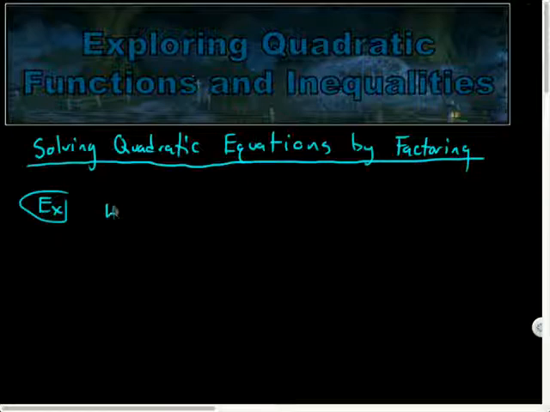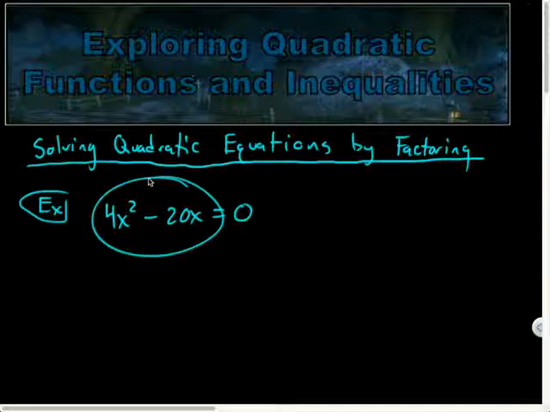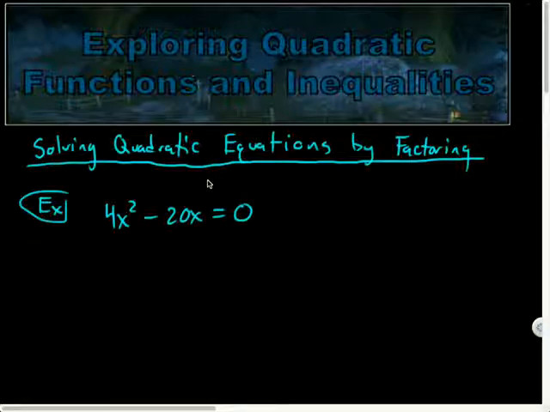Let's say I've got this particular quadratic. 4x squared minus, let's say, 20x equals 0. All right? Now, this is the concept: you set the quadratic equal to 0 if it is not already. Then we're going to factor the side that is not 0 and set each factor equal to 0 and solve those separate equations. So to factor this left-hand side, what would you think you would do?